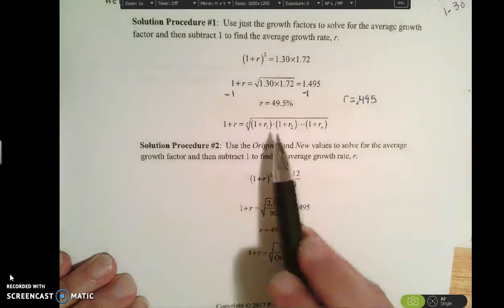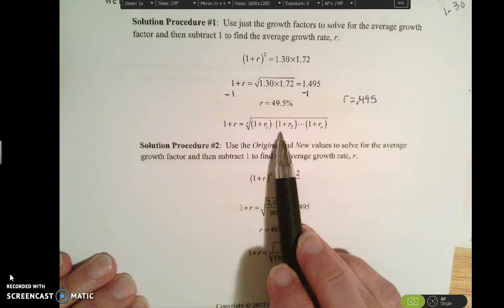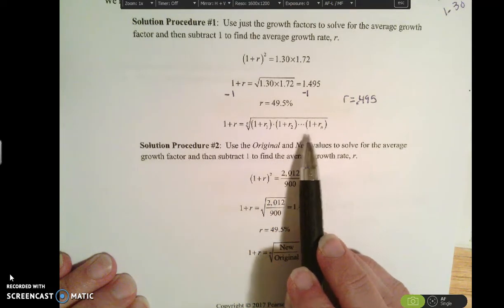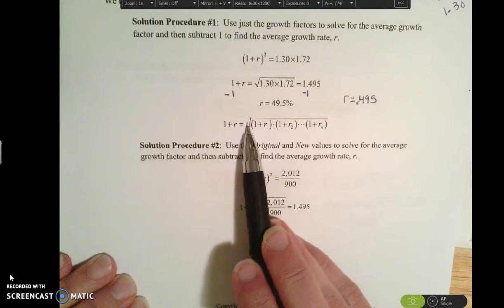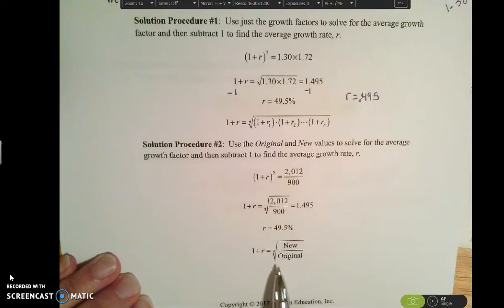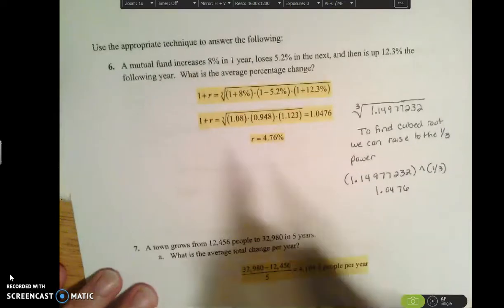So we have two different formulas that we can look at here. The first one has the different rates being multiplied together, and depending on how many rates I multiply tells me what root I need to take. We'll talk about how to do that. The other option is to take the new value divided by the original value and take the root depending on how many years are involved. So let's look at some examples.